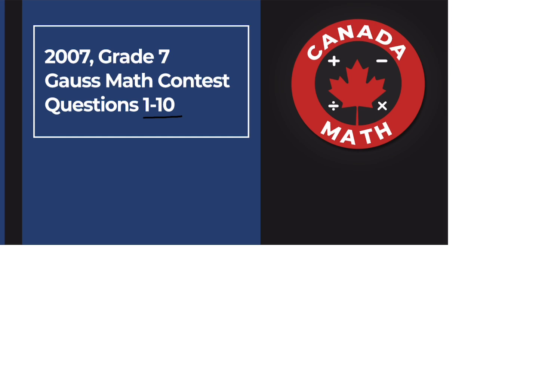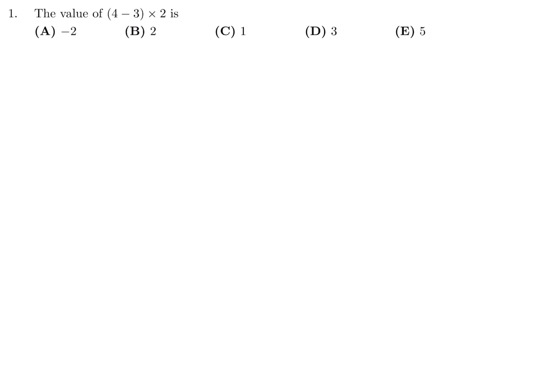Questions 1 through 10 on the 2007 Grade 7 Gauss Math Contest. The value of 4 minus 3 times 2 is: 4 minus 3 is 1, and then 1 times 2 is 2. So number 1, the answer is B.